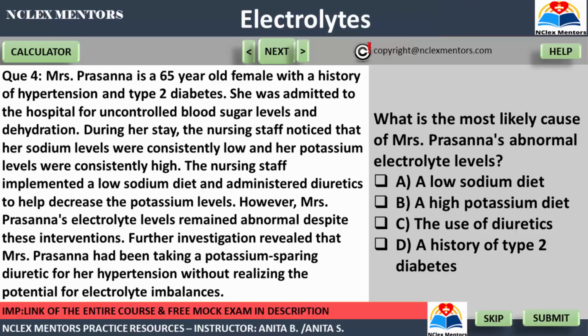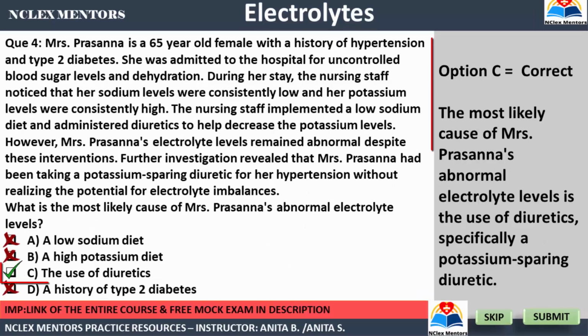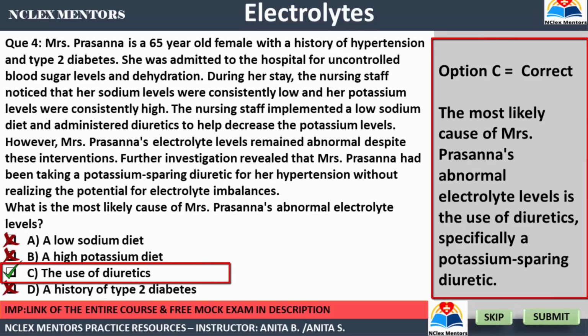All right, let me reveal the right answer to you. The correct answer is C. The most likely cause of Mrs. Prasanna's abnormal electrolyte levels is the use of diuretics, specifically a potassium-sparing diuretic.